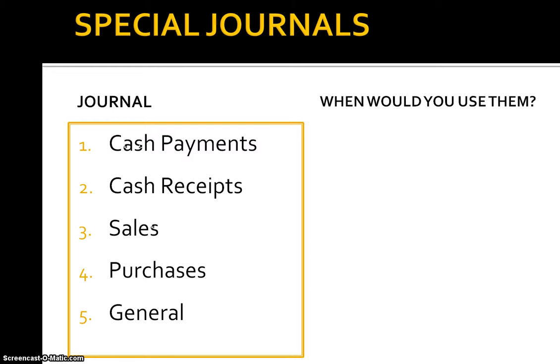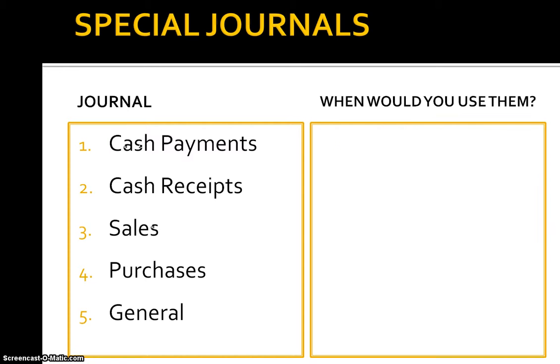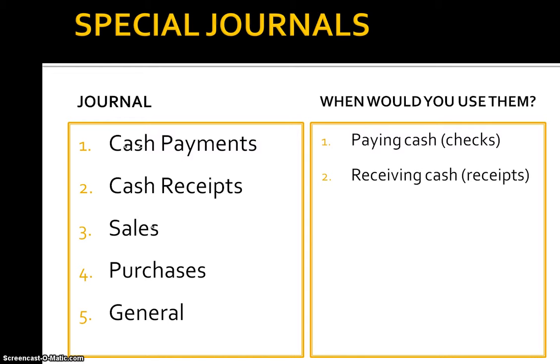Now, with a cash payments journal, when would you use it? Well, you'd use it when you're paying cash, and so the source document for that will be checks. And that's what we're going to be working on today. Cash receipts: anytime you receive cash, you prepare a receipt, and that would go in the cash receipts journal.